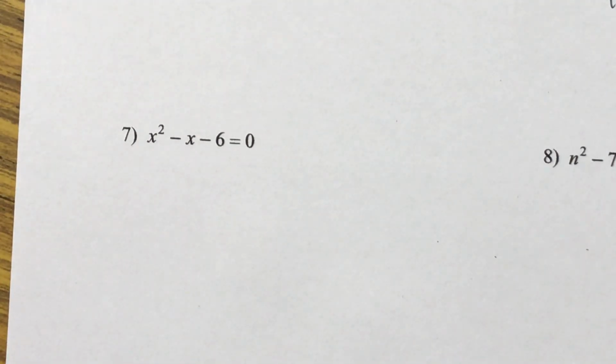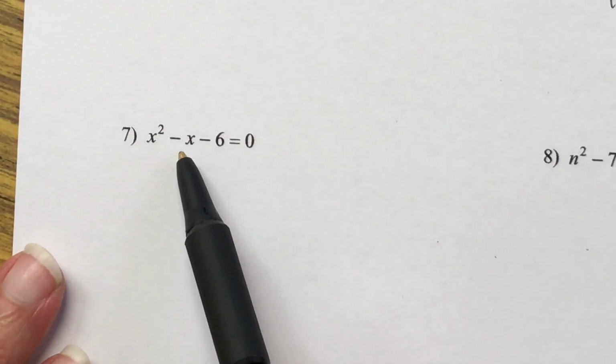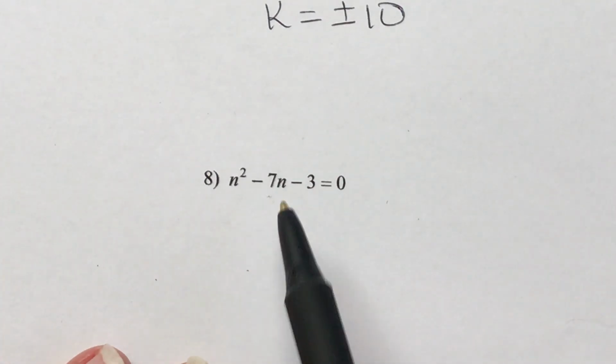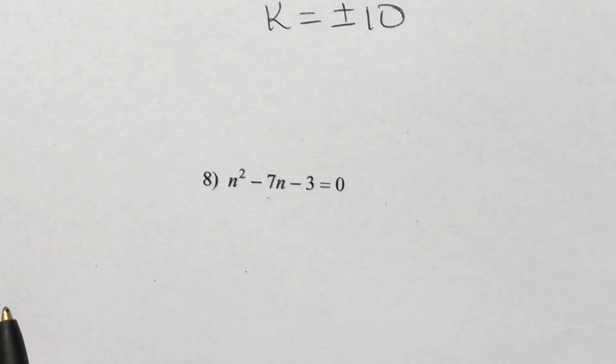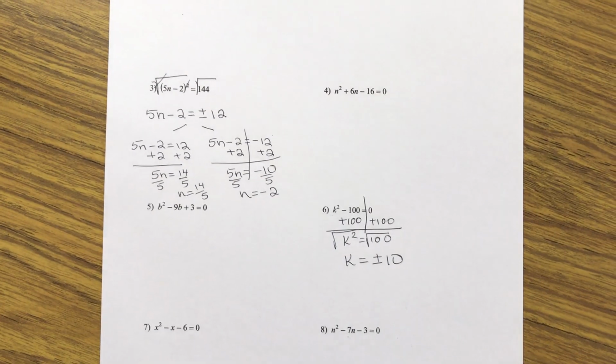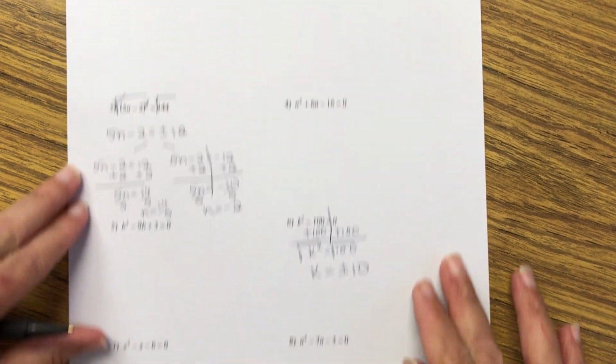7 is not a good question to use for square roots. Nope, because we have a middle term. And question 8, square roots would not work. We have a middle term. Great. We have found all the questions on this worksheet where square roots would work best. And there were only 2 out of all of these where it would work best.